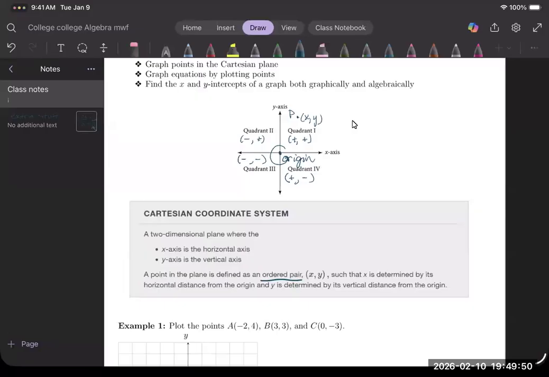A point in the plane is defined as an ordered pair, x comma y, such that x is determined by its horizontal distance from the origin and y is determined by its vertical distance from the origin. And again, remember the origin is that point right there in the middle. But you're probably familiar with that.